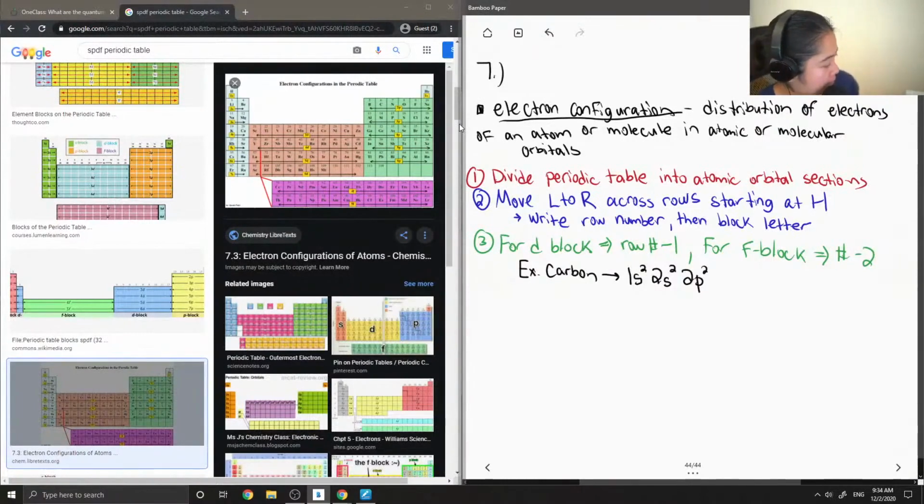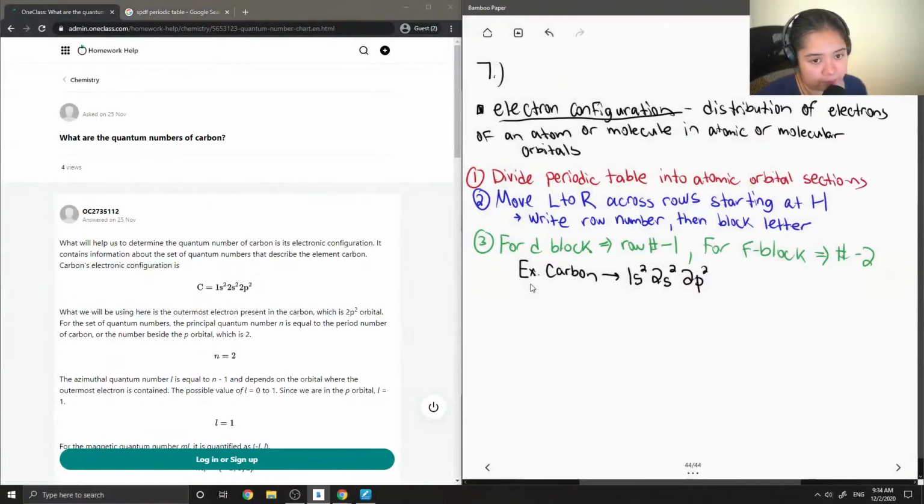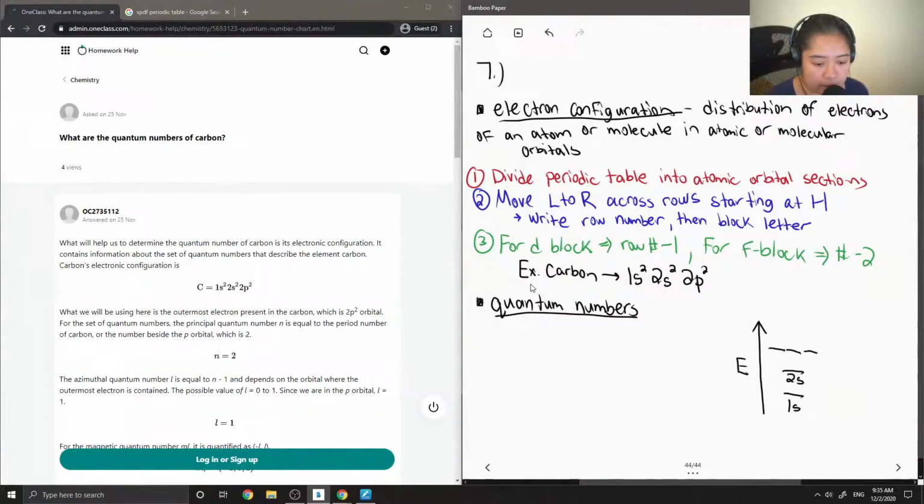Now that we know the electron configuration of carbon, we need to figure out the quantum numbers. One of the rules with quantum numbers is that every electron has a different set of quantum numbers. So for carbon in particular, I'm first going to draw out an electron energy filling diagram. Now that I know its electron configuration, I can easily make one showing all the different orbitals. So 1s, 2s, and then 2p.